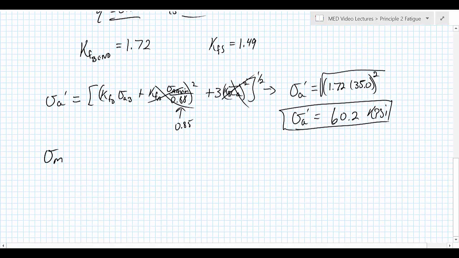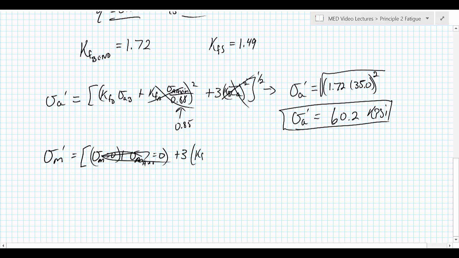You do the same thing for the sigma mean, except this time our bending stress, sigma m, equals 0, plus that sigma m from axial. We also have no axial stress, so that equals 0. So we won't have any of the axial portion. Instead, all we'll have is the shear portion. So KFS times the shear squared, and then that to 1/2.